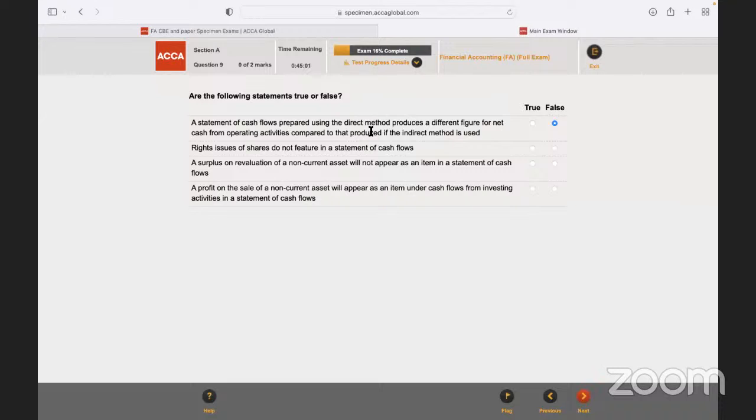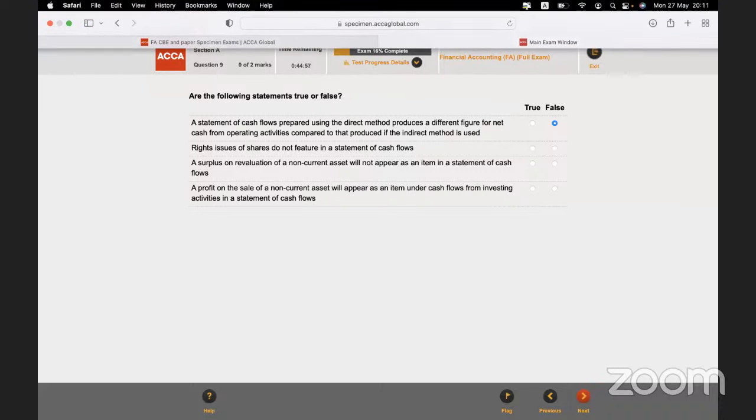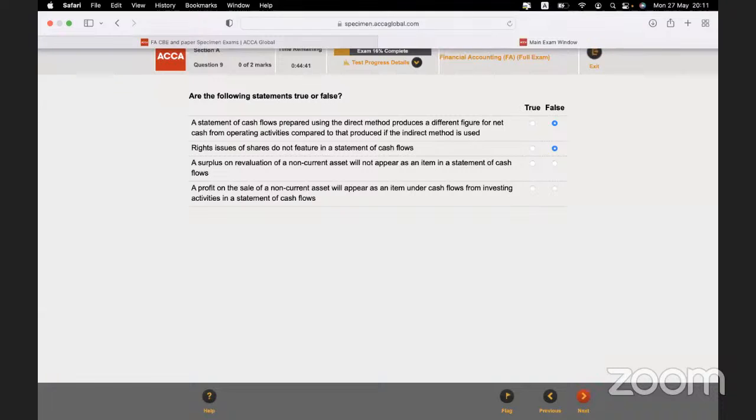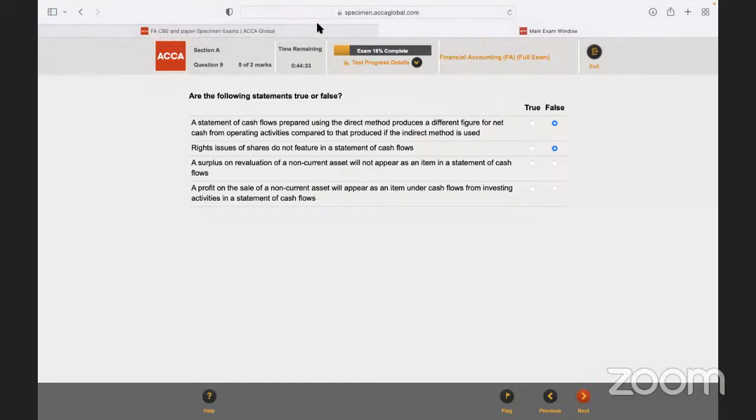Rights issue does not come in the cash flow statement. That's false. Guys, what's a rights issue? A rights issue is where you're giving shares at a discounted price. A 5 rupee share you're giving for 3 rupees. So if you give it for 3 rupees, you're getting 3 rupees. No, guys, you get money. So therefore, this is false. It does come in the cash flow statement under financing activity. What doesn't come is capitalization of reserves, bonus issue. That only will not come in the cash flow.